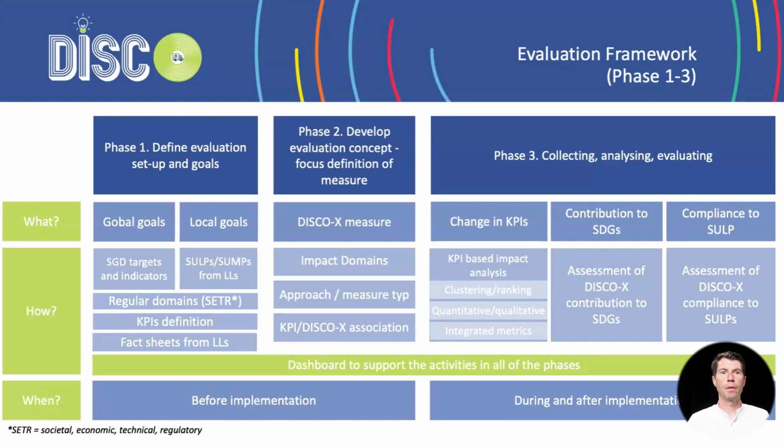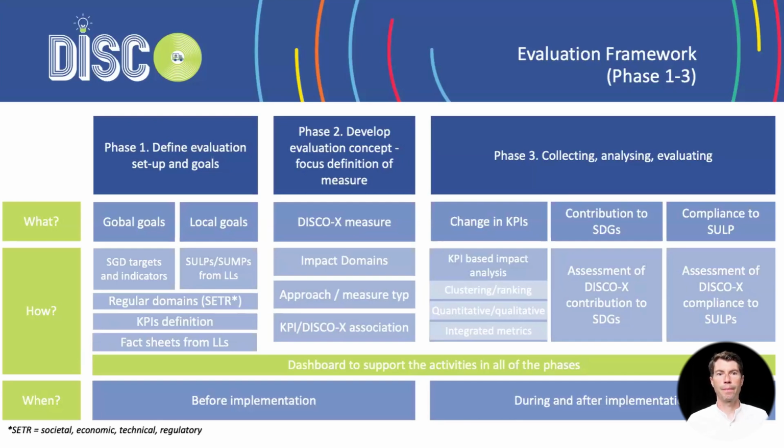In phase 2, on the other hand, the measures to be implemented are our main focus. In this phase, the measures must be described, categorized, and linked to the elements of the subsequent evaluation. After this has been done, the evaluation takes place in phase 3 by collecting and analyzing data as well as information. As I already mentioned, this step focuses on 3 evaluation modules that are in line with the objectives of the DISCO evaluation.